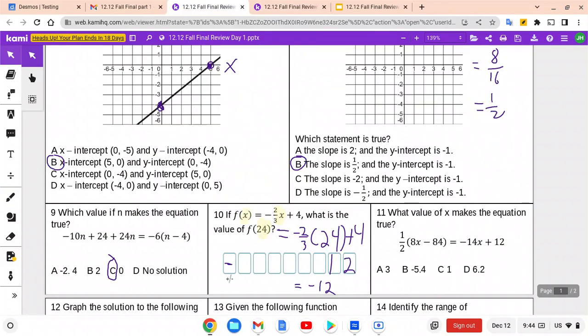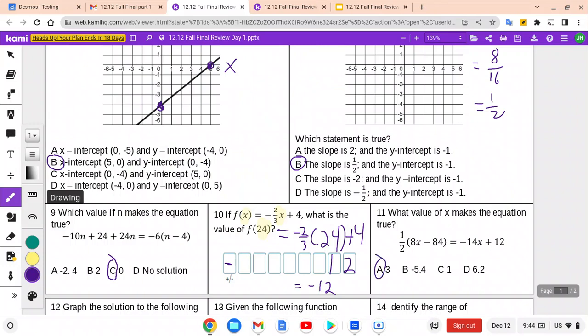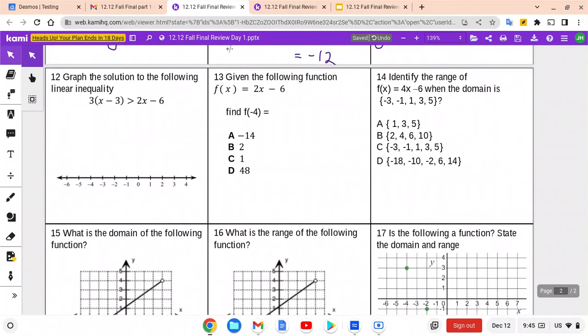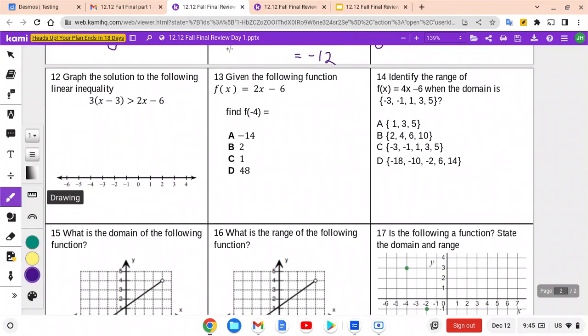Let's see. Okay, so the answer is A. All right, moving on. Graph the solution to the inequality.